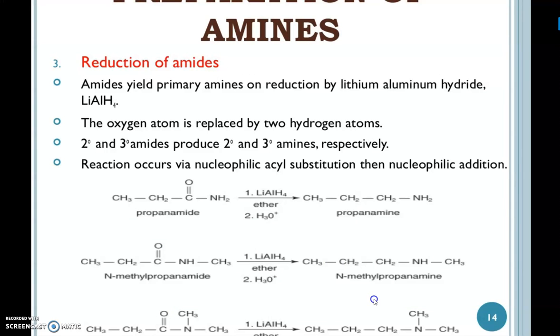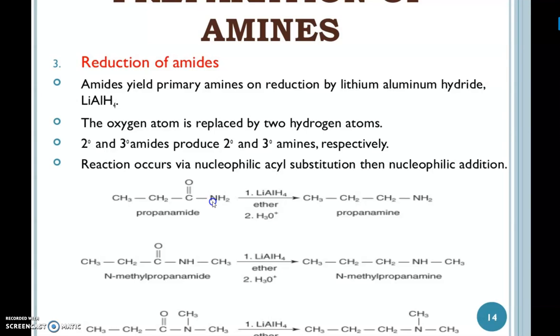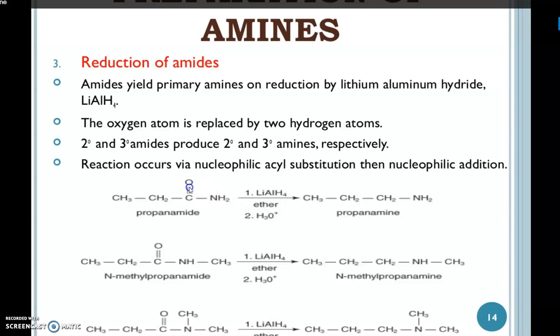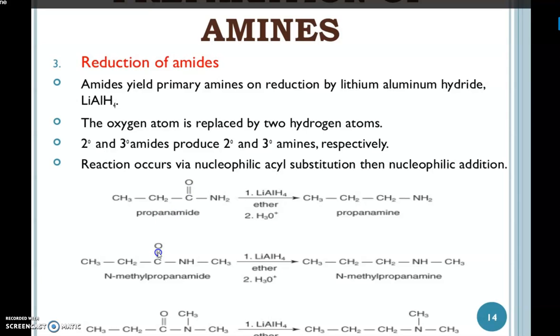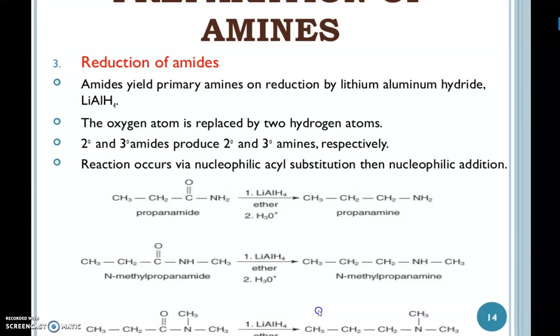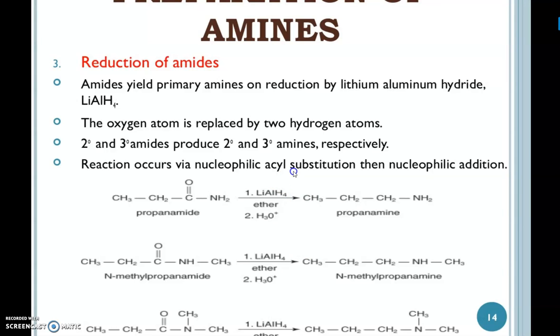Then the next one is reduction of amides. We know what amides are. Amides are compounds having the C double bond O NH2 group, and the reagent used here is lithium aluminum hydride. It is a very strong reducing agent, so we have to use a strong reducing agent. The oxygen atom will be replaced by 2 hydrogens. If you take a secondary amide, you will get a secondary amine. If you take a tertiary amide, you will get a tertiary amine. This reaction occurs through nucleophilic acyl substitution, then nucleophilic addition. It's a two-step reaction.